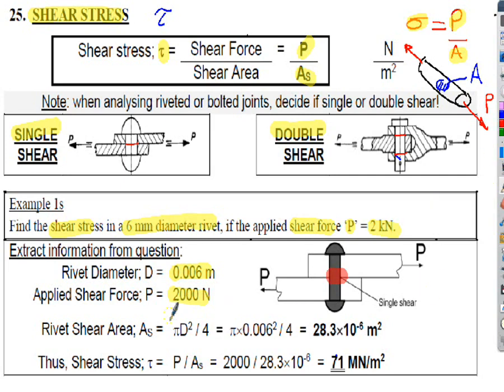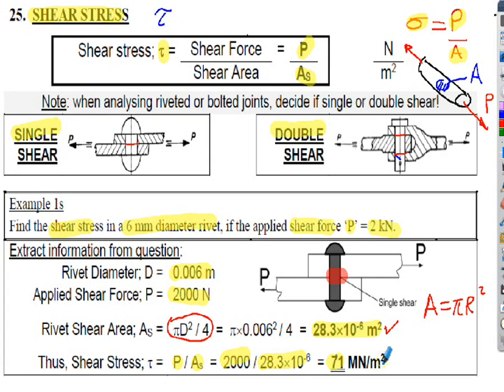I use pi d squared upon 4 to find my area, because I'm always given diameters in the question. But you could find your area simply using pi r squared. If you're more familiar with that formula, then use pi r squared to find your area. Don't forget the r would be half of the diameter, of course. So I can work out my area, pi r squared, and then I can find the shear stress. It's simply going to be the force applied, the P, divided by the area. So 2,000 is the force, and the area is calculated above here in meters squared, divided by the area, gives me the stress, which is 71, it's meganewtons per meter squared is the actual answer.